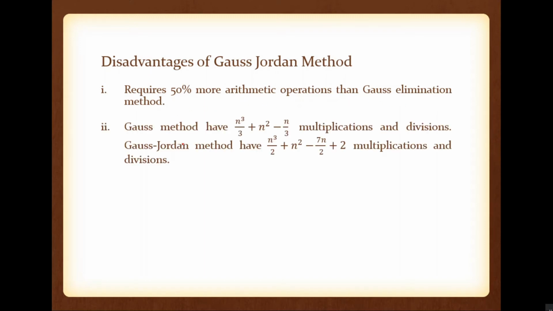That is one disadvantage. Means Gaussian elimination method has something around n raised to 3 by 3 plus n square minus n by 3 multiplications and divisions. Gauss-Jordan method has something around n raised to 3 by 2 plus n square minus 7n by 2 plus 2 multiplications and divisions. You can see that this is divided by 3, this is divided by 2. So means the computation required is more here compared to this one.